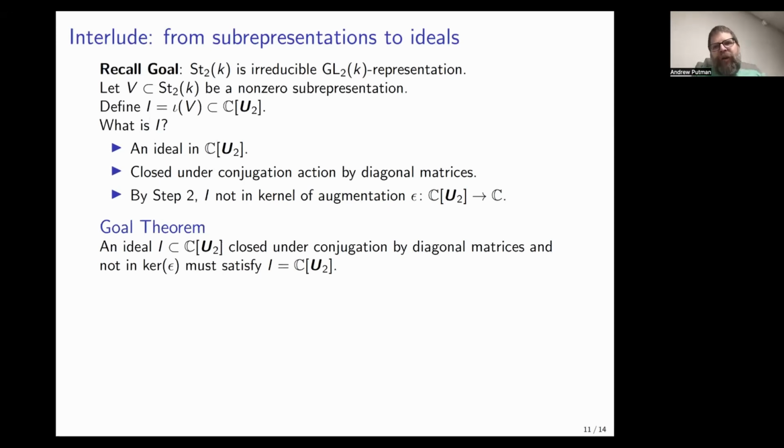Okay, so now you can totally forget about the Steinberg representation. We're just going to focus on this goal theorem. And as I said, this is a theorem in commutative algebra. It's about group rings of abelian groups. For higher n, you'd have to do something about group rings of non-abelian groups, and that becomes more complicated.